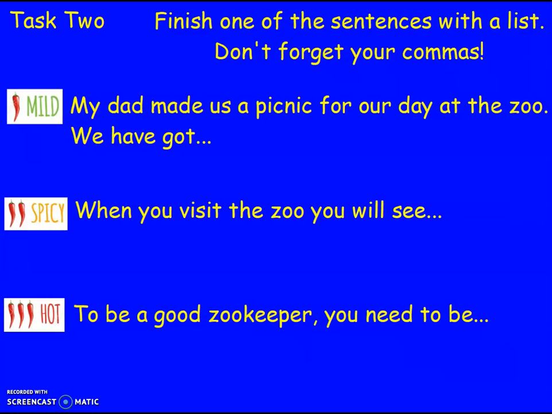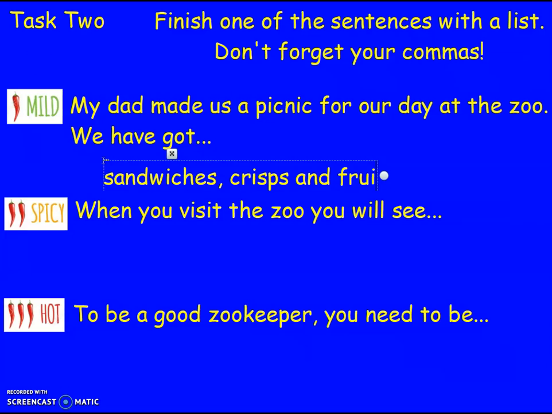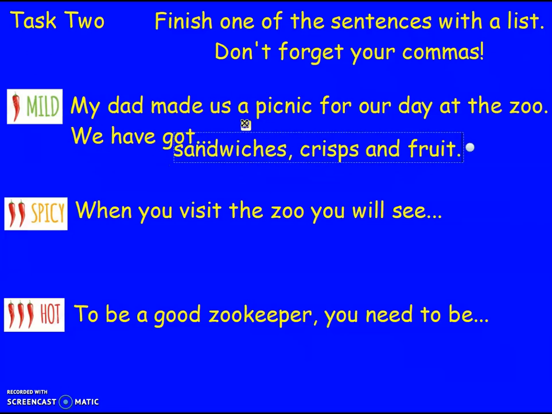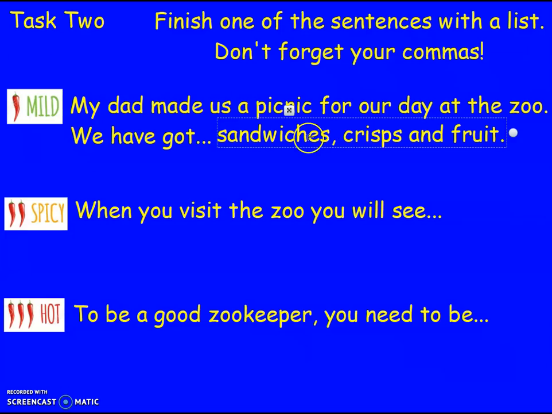Okay, so you will all have different ideas for these because you're thinking of your own list. So I will read through them next week when you bring your books back. Okay, so for mild, you could have, my dad made us a picnic for our day at the zoo. We have got sandwiches, crisps, and fruit, full stop. Okay, so the commas would go between sandwiches and crisps, but not between crisps and fruit. You would just need one comma in that sentence.